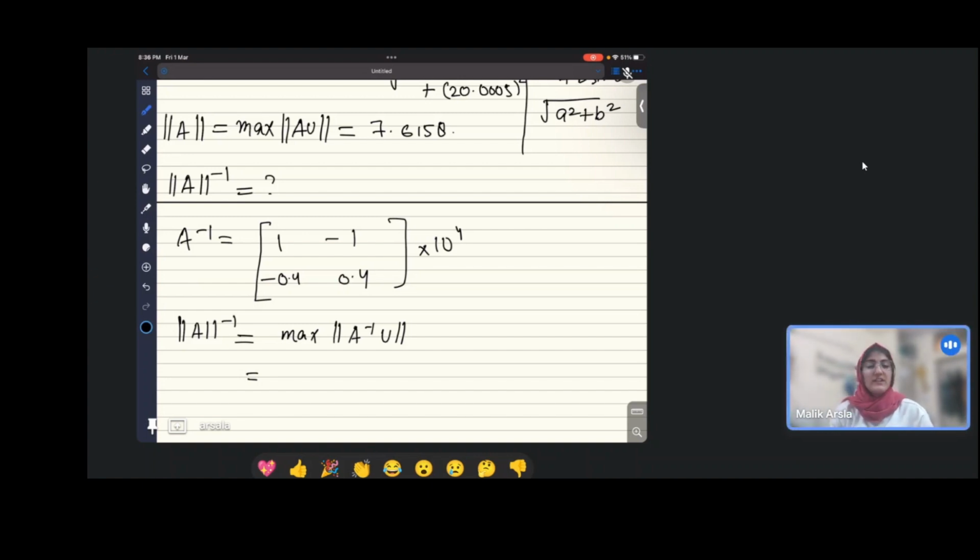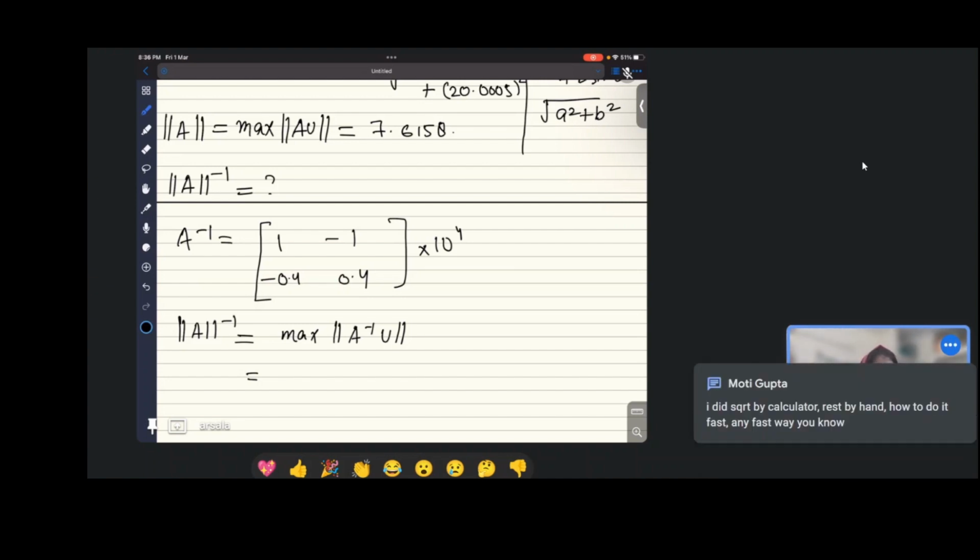Moti, have you joined the session for the first time? I did square root by calculator.